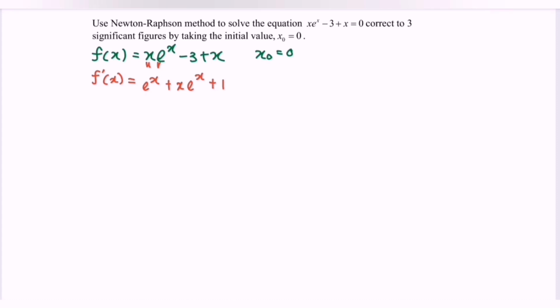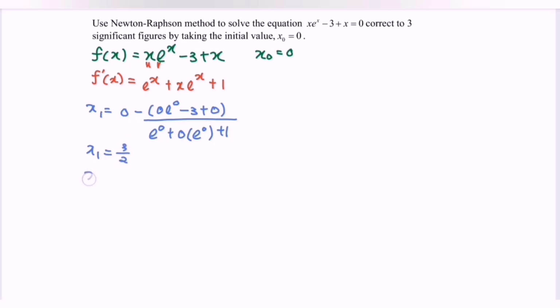Next, substitute into the formula. So here we have x1 equals 0 minus f(x), which is 0 multiplied by e to the power 0, minus 3, plus 0, over f prime x, which is e to the power 0 plus 0 multiplied by e to the power 0 plus 1. By referring to the calculator, x1 will be 3 over 2.